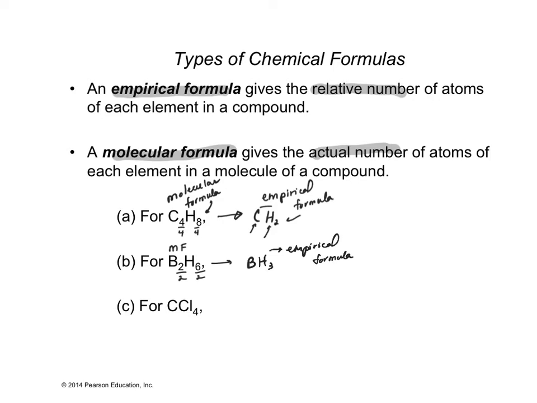Okay, and then for this last one, CCl₄, right? This is the molecular formula. This is what it actually contains. It contains 1 carbon for every 4 chlorine. But is there any way that we can reduce this at all? No, right? So this ends up being both the molecular as well as the empirical formula, because these aren't reducible, they're as reduced as they can be. So this is both the molecular and the empirical formula for this compound, okay? So the empirical formula gives us the relative number, right? It's like the reduced version of the compound, whereas the molecular formula tells us the actual numbers of atoms or elements that compose the compound.